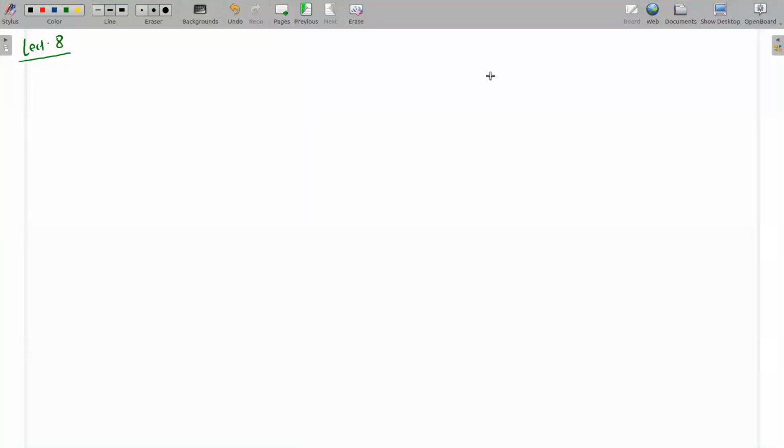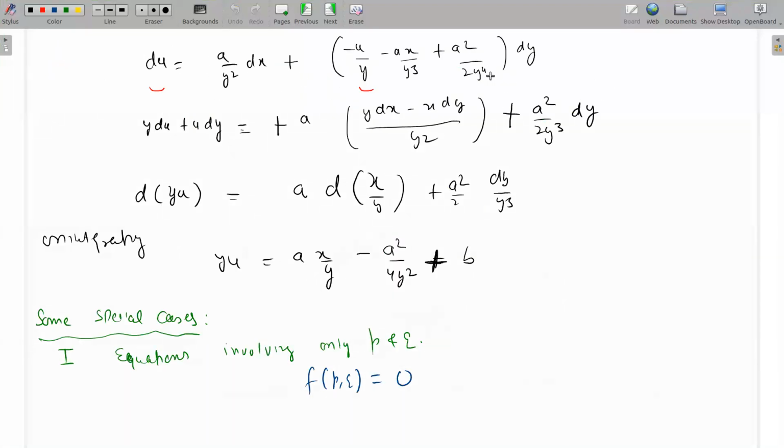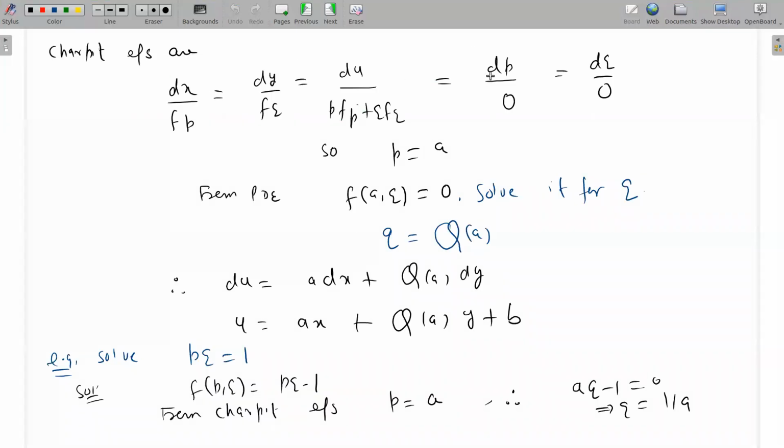So we were solving nonlinear PDE using Charpit's method, and then we have studied two special cases in which you can use those auxiliary equations. First one was equations involving only derivatives p and q, not directly x, y, and u. In that case, from the auxiliary equation, you got either p constant or q constant. So by putting in the given equation, you can solve for p or q.